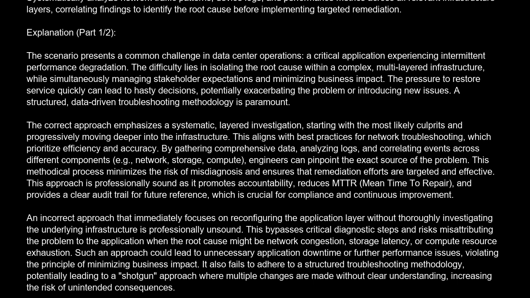It also fails to adhere to a structured troubleshooting methodology, potentially leading to a shotgun approach where multiple changes are made without clear understanding, increasing the risk of unintended consequences.